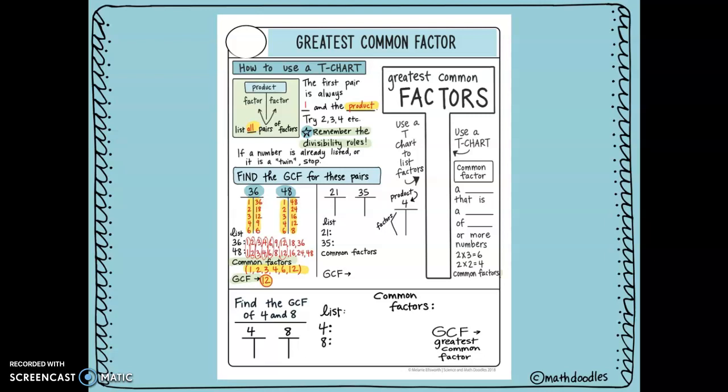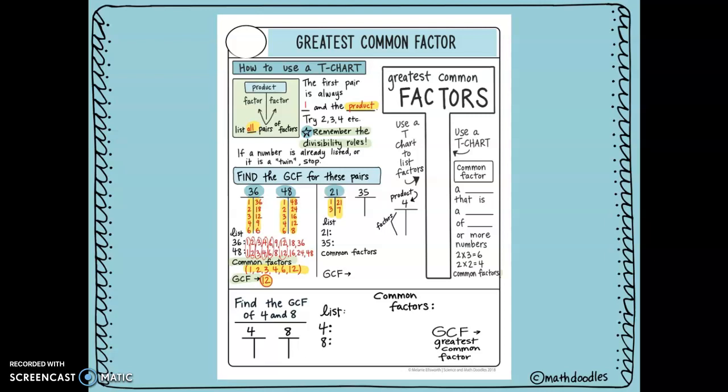36 and 48 have a lot of common factors. They share 1, 2, 3, 4, 6, and 12. Since the largest common factor is 12, that is the number we list as our greatest common factor.